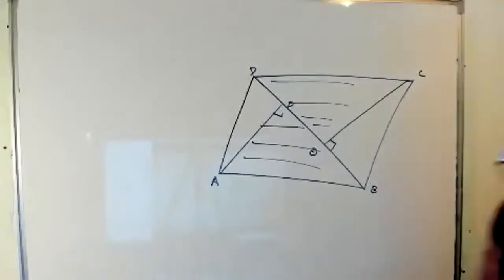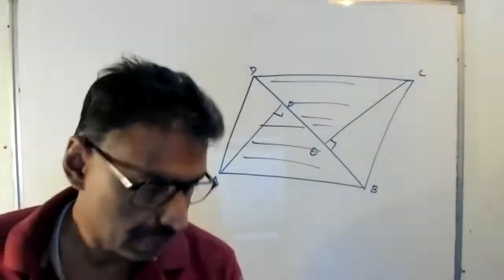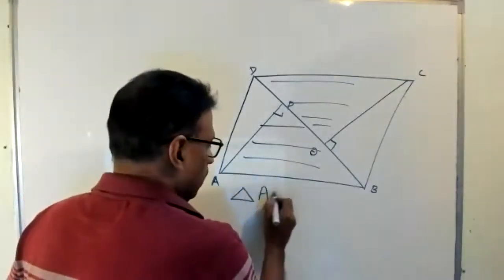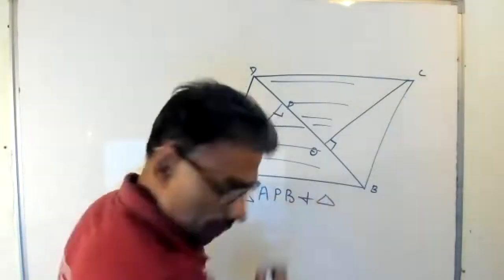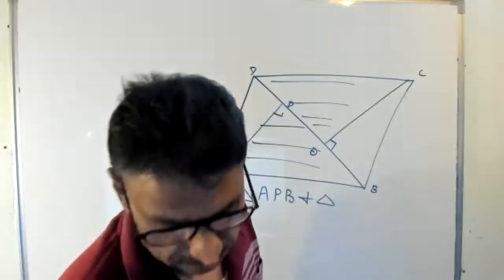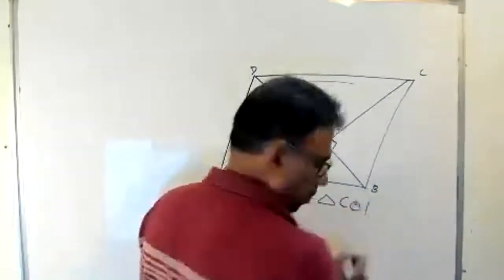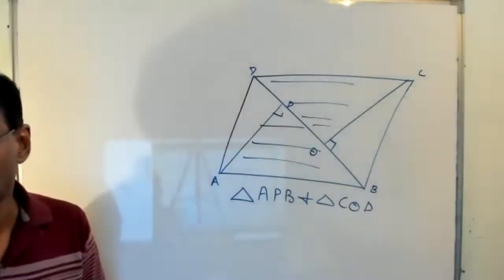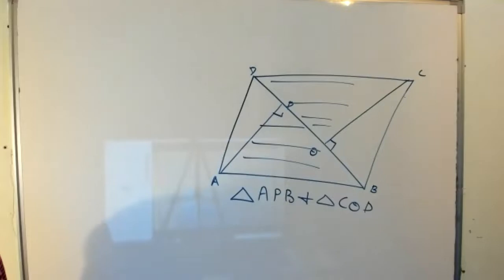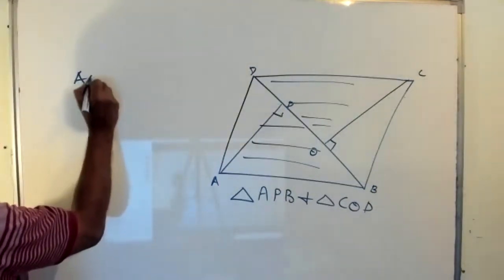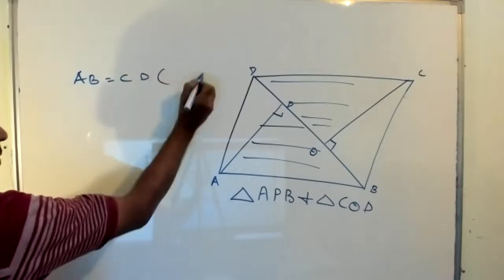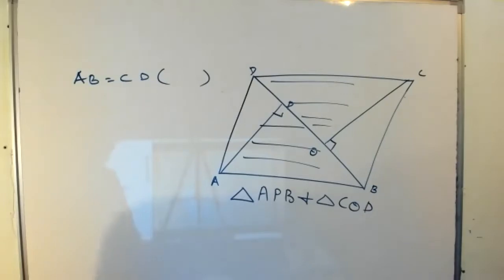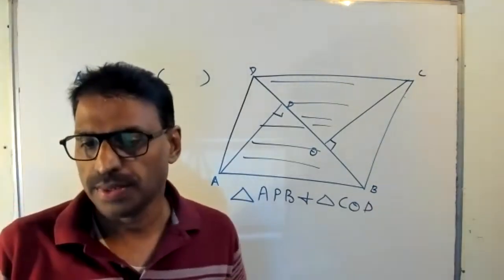Okay, now listen here. Look. In triangle APB and triangle CQD, any side equal? Sir, AB and CD. AB equal to CD, opposite sides of parallelogram. Next is what?